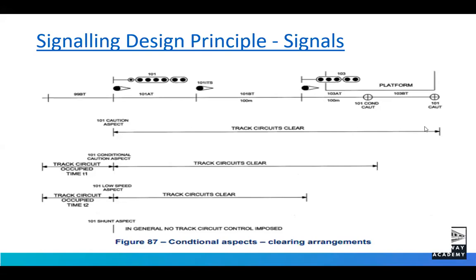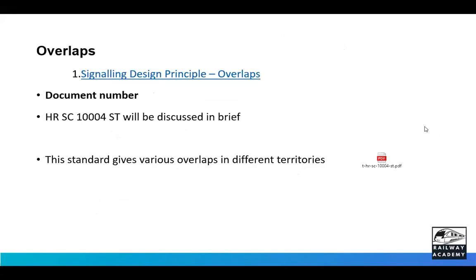And if you want to take off the shunt aspect, the low speed aspect, generally track circuits can be occupied, like in Indian Railways also. In the track circuit occupied condition, the shunt signal can be taken off. This is a simple explanation of conditional caution and the low speed aspect as explained in this diagram.